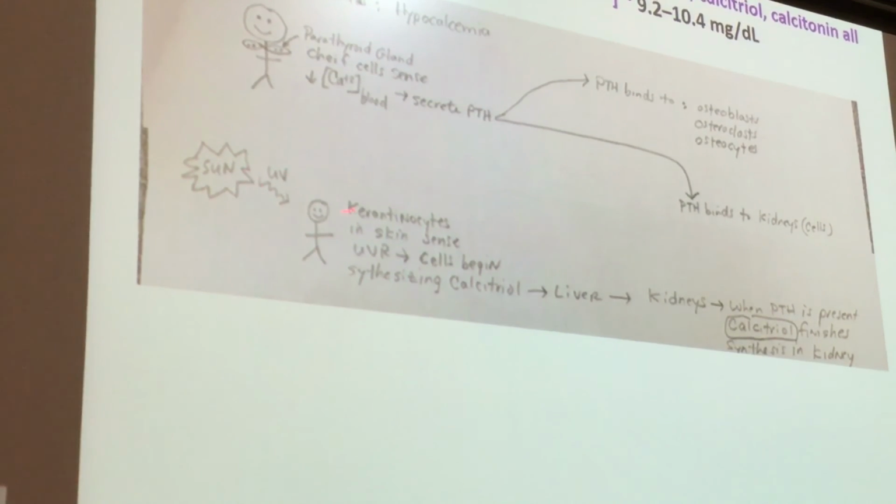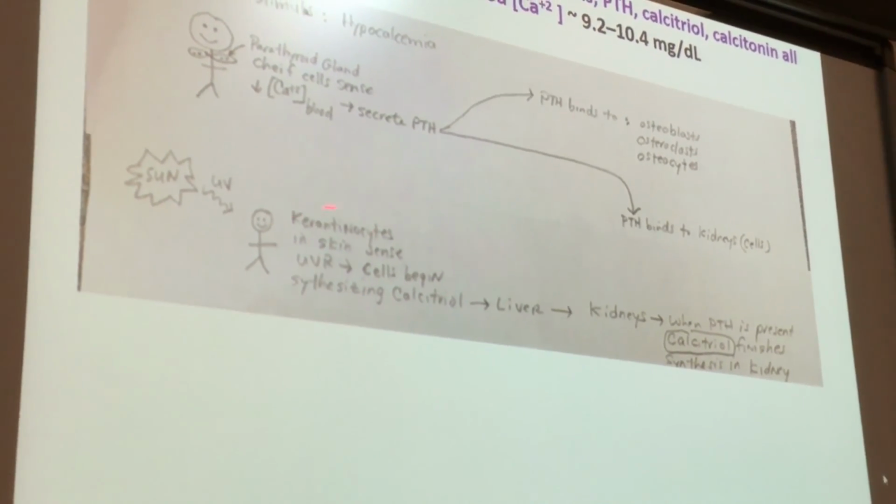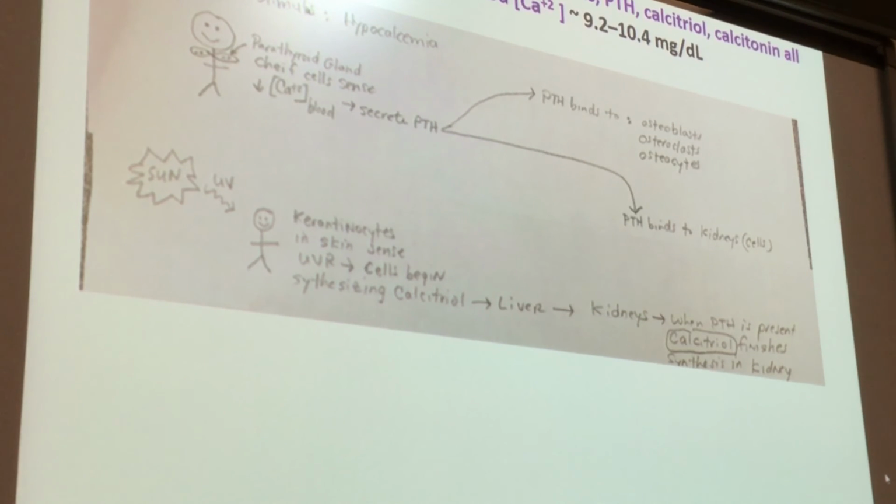All right. What's also going on at the same time? Here's the sun, UV radiation. UV radiation tells your keratinocytes, remember those from 201, to start making calcitriol. Calcitriol is another hormone. So in this cartoon we have two hormones, parathyroid hormone and calcitriol hormone. Calcitriol is also called vitamin D.